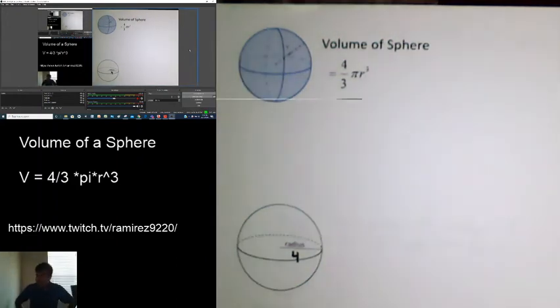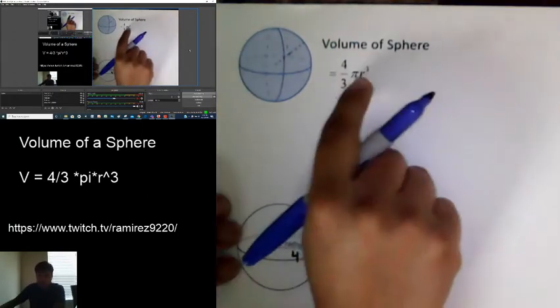Alright guys, so now we're going to talk about how to find the volume of a sphere. Very similar to the surface area, it's very easy. There's only one variable and that variable is r. Once you know r, everything is just substitution and that's it. So let's look at this problem here.